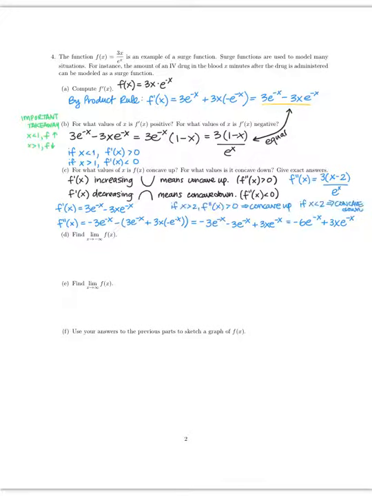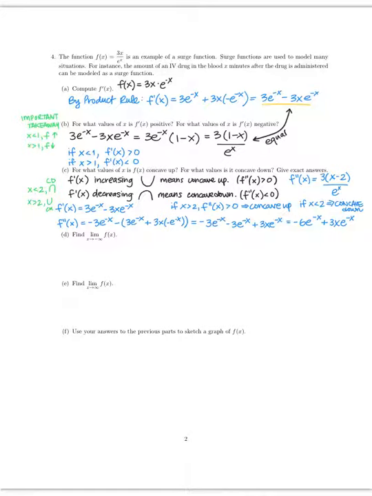So synthesizing that, we have that if x is greater than 2, the second derivative will be positive, and therefore the function will be concave up. If x is less than 2, the second derivative will be negative, and the function will be concave down. I'm going to rewrite that in our important takeaways column over here, because that's a piece of how we're going to need to sketch this function.